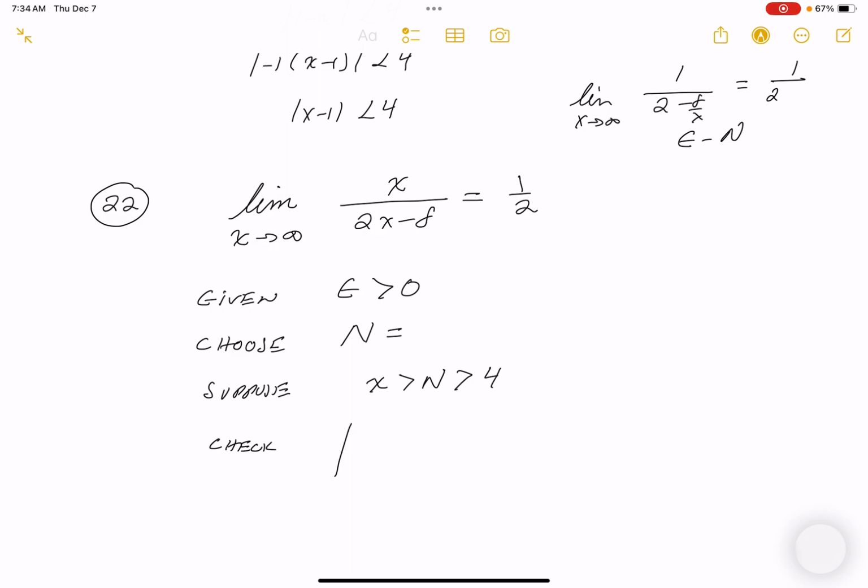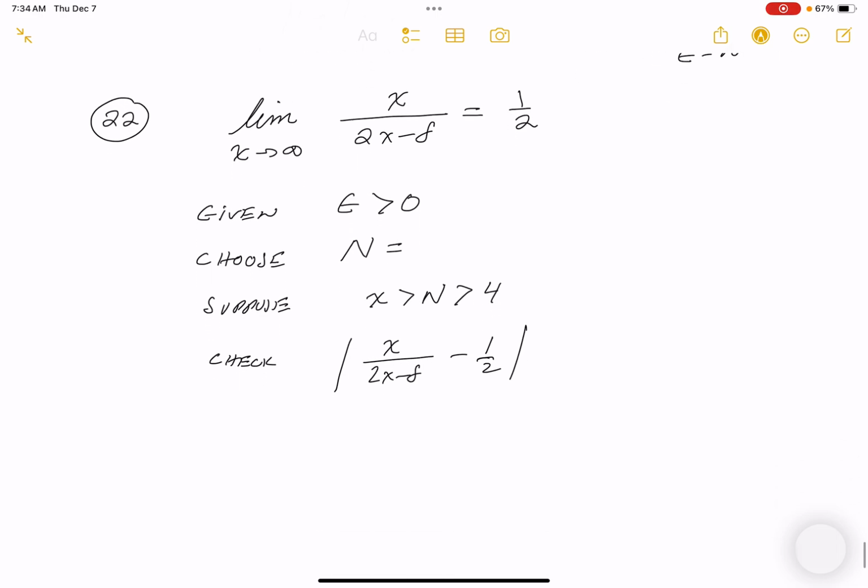What are you going to check? That the difference between the function and the limit value, and we're hoping that this leads to an epsilon. Let's take a look at it, and let's start writing things down, by the way. The first thing I want to point out is that there's a common denominator here. And if you factored it, it would be 2x minus 4.